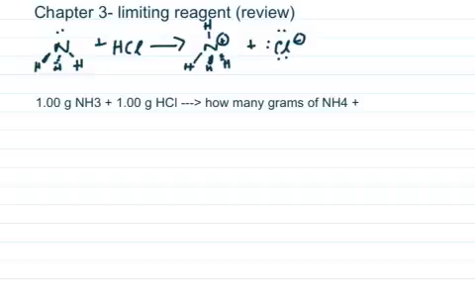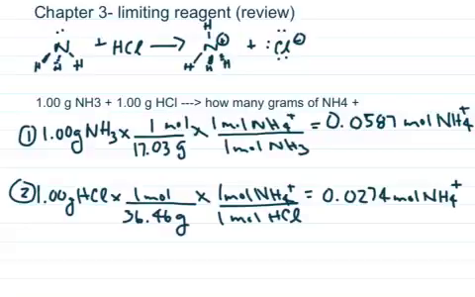Well, first thing you want to realize is I have 2 different masses for the reactants going into one product. I need to figure out which one's limiting. So the first thing I'm going to do is convert the 1 gram of ammonia into the moles of ammonium. I'm going to do the same with the 1 gram of hydrochloric acid and convert it into moles of ammonium to figure out which one's limiting. So after working out the calculations, I figure out that the hydrochloric acid is limiting.